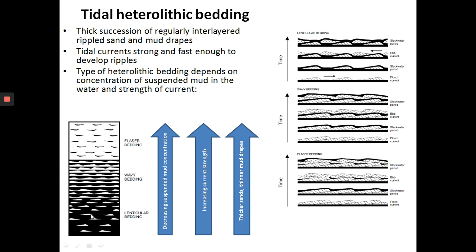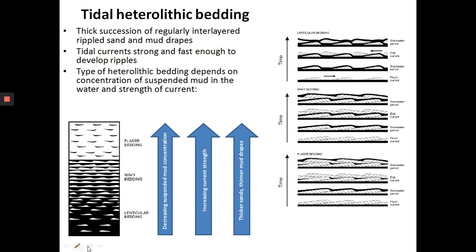You get interlayering between sand and mud, with the sand forming ripple shapes and also having ripple cross lamination. Okay. So in this case, they develop because your tidal currents are strong and fast enough to develop ripples. It's not just fallout from suspension, you actually get tractional currents. Now, tidal heterolithic bedding can be divided into three types.